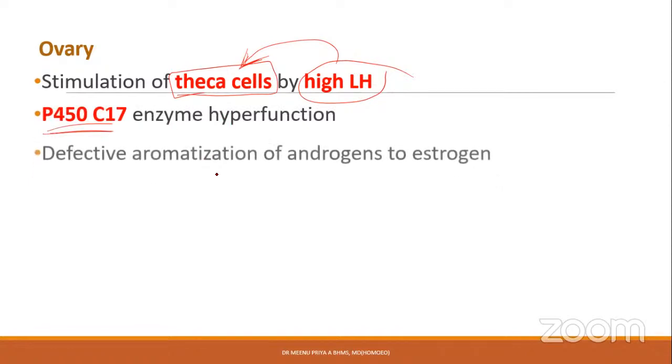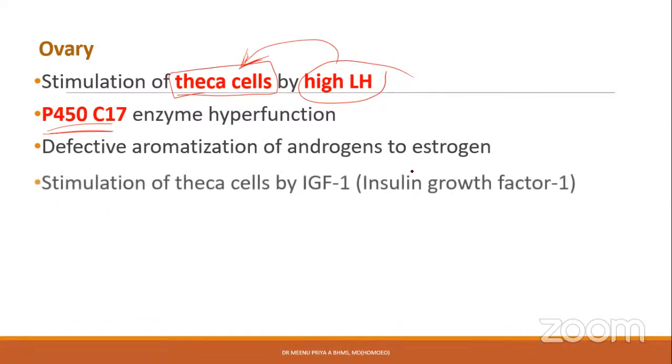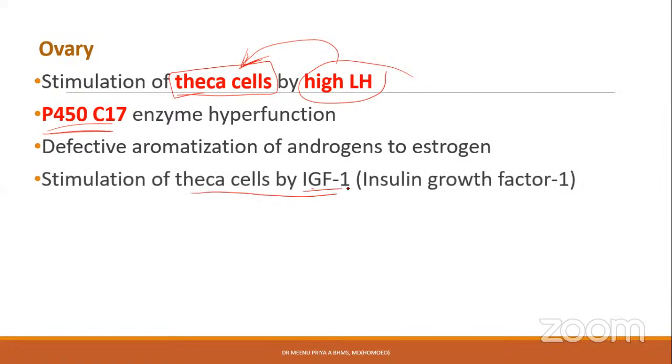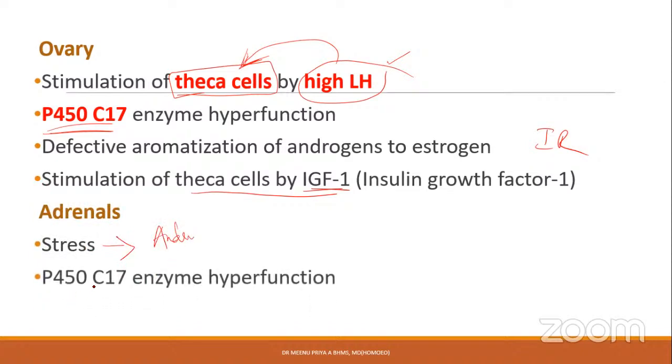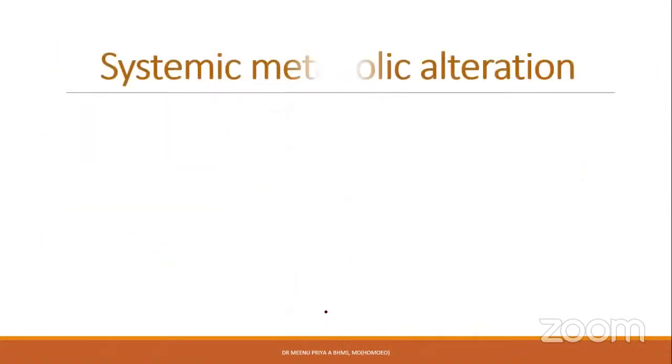Enzyme hyperfunction, defective aromatization of androgens to estrogen, stimulation of theca cells by IGF, insulin growth factor. So it is not only one factor; LH alone is not responsible for the theca cells being stimulated. It is insulin growth factor because of the insulin resistance. And then adrenals. What are the causes? One is stress. Once the female is very stressed, androgen is increased. And then P450 C17 enzyme hyperfunction, associated with high prolactin level. So if a female has prolactinemia, high prolactin levels, then androgen is increased.